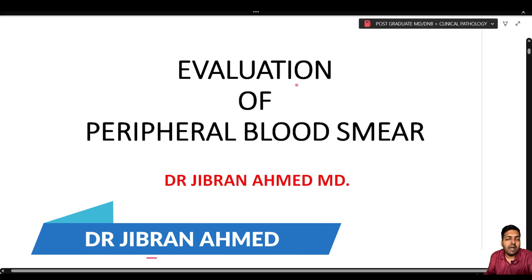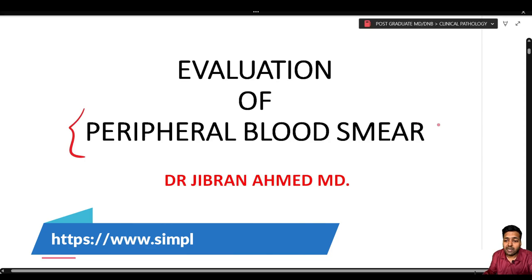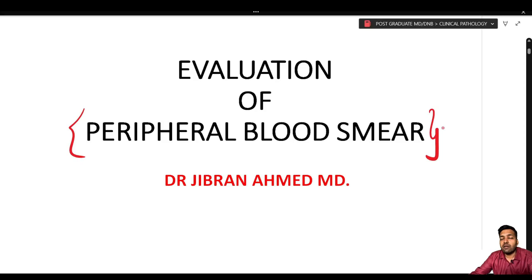Today we are going to read about the peripheral blood smear. This topic is very important, not only for undergraduates, but also for postgraduate MD DNB pathology students, because knowing about the peripheral blood smear is the most basic thing you have to know, and it is a must for you to pass the MD or DNB practical exams. One question on the peripheral blood smear is 100% there in your practical exams, in MD, DNB, as well as in the undergraduate practical exams in MBBS.